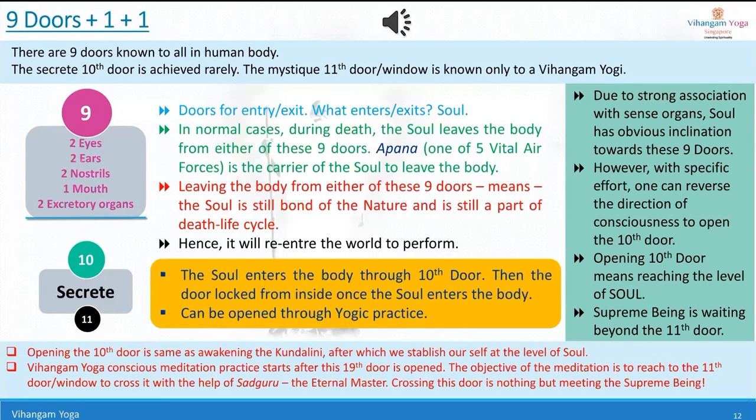Unless and until we reach that 11th door, we will never realize the power of the Supreme Being, the power of the Almighty. To realize, to experience, to imbibe that Supreme Being, we must put our effort to go beyond the 10th door to the 11th door and cross it. Only Sadguru can help us to achieve this particular stage, because he is the only one who has the authority to bring that soul to cross that 11th door.